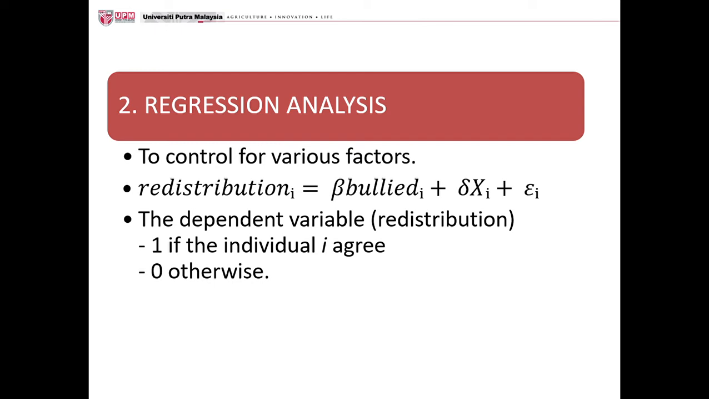And next is bullied, which is a dummy on whether the person is being bullied at school or not. And the next one is x_i, which is the control variables, including the constant term, and epsilon_i refers to the error term. So the dependent variable, redistribution_i, is a dummy, which will equal 1 if the individual i agrees, and 0 otherwise.